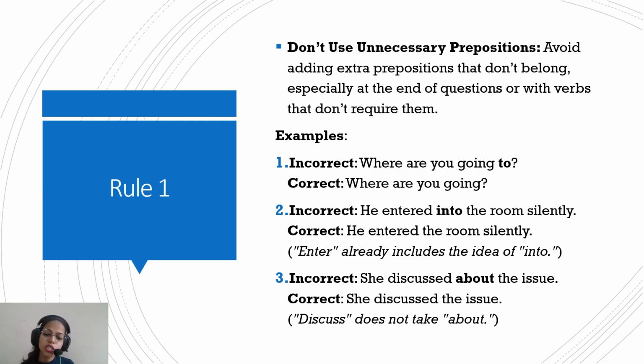"She discussed about the issue." This is also very common. "She discussed the issue." The word discussion itself encapsulates about. When a discussion is happening, it is happening about something. So you are already including about when you're using the word discussed. So "discussed about" is wrong, "entered into" is wrong, "going to" is wrong. You do not use these prepositions unnecessarily.